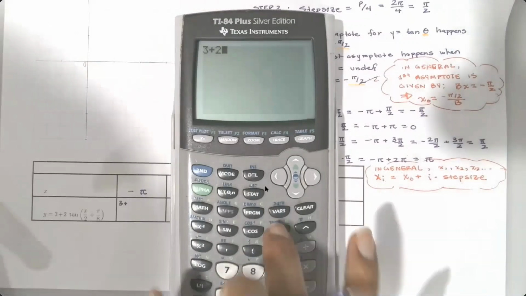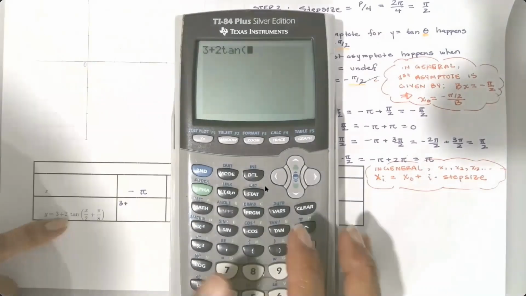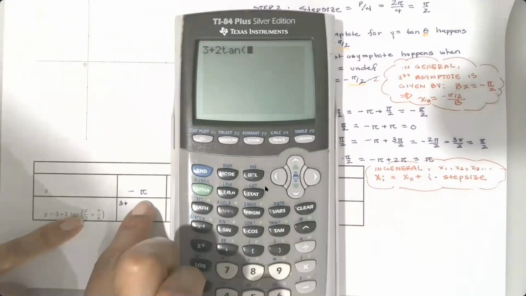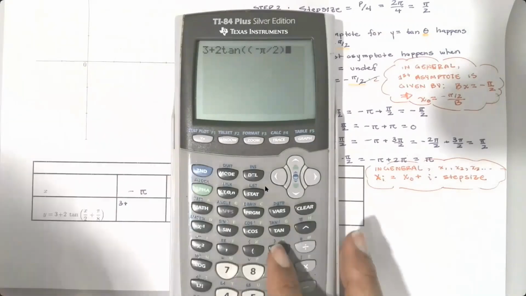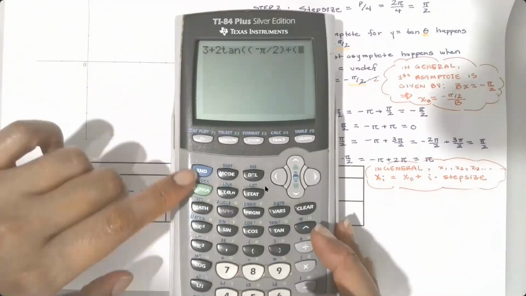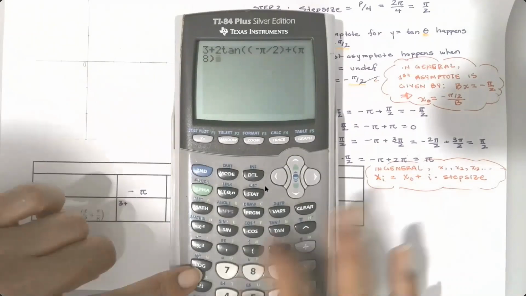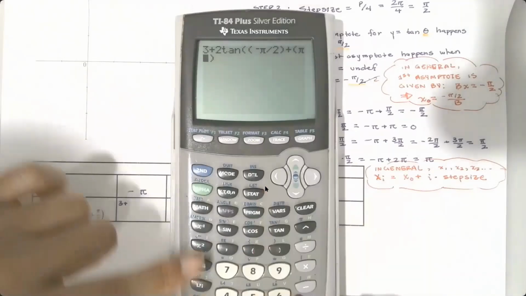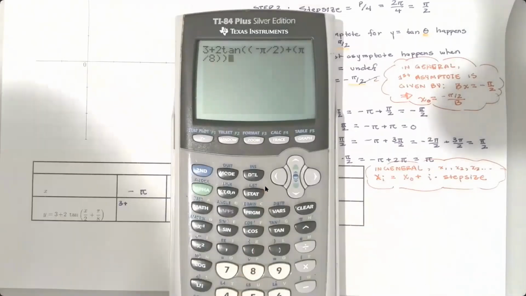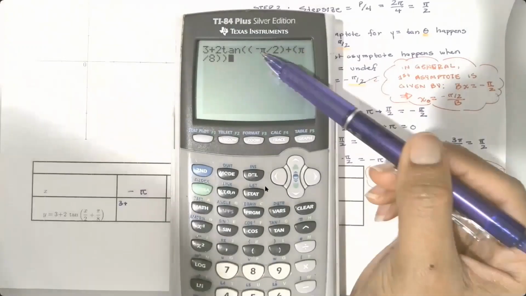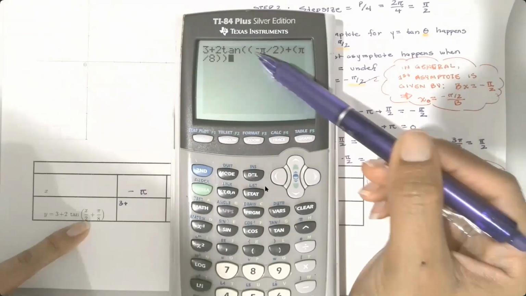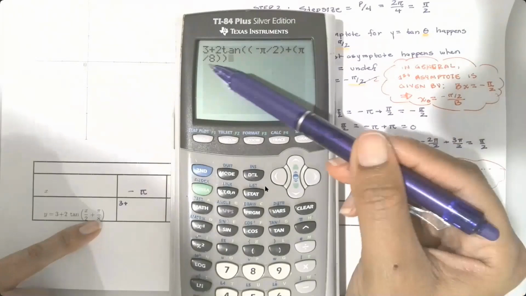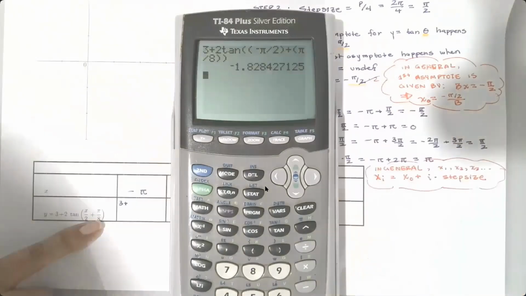So we've got 3 plus 2 times tangent of x over 2. So in this case, we've got a negative pi over 2 plus a pi over 8. Oops. Okay, so let me just make sure parentheses look okay. I've got negative pi over 2 for the first fraction. Close the parenthesis, and then plus pi over 8 for the second fraction, close the tangent. And so we're getting, okay, so let me say this.